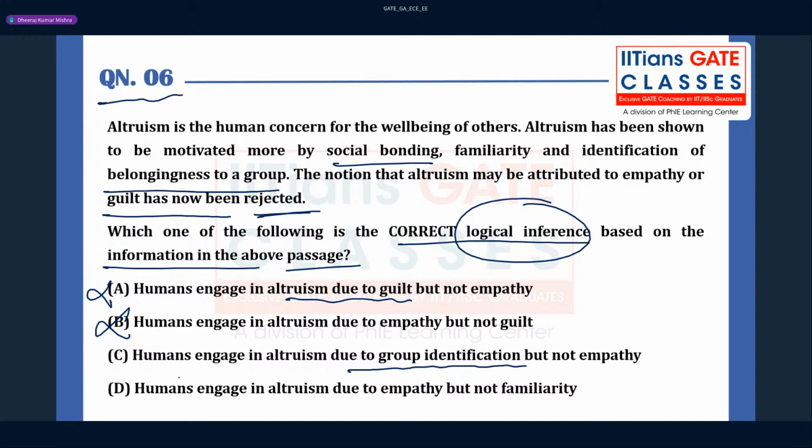Okay. Let us go to next. Humans engage in altruism due to empathy, not. This is also wrong. So only one option is correct, that is C. That is very very important to keep in mind. So due to group identification, look, it is written here also, identification of the belongingness to the group, not empathy basically. That is very important. So option C will be correct for this question.